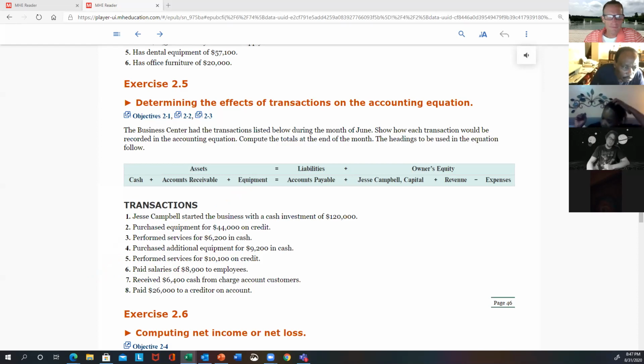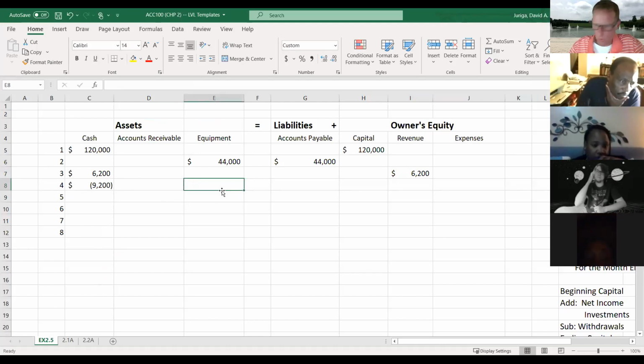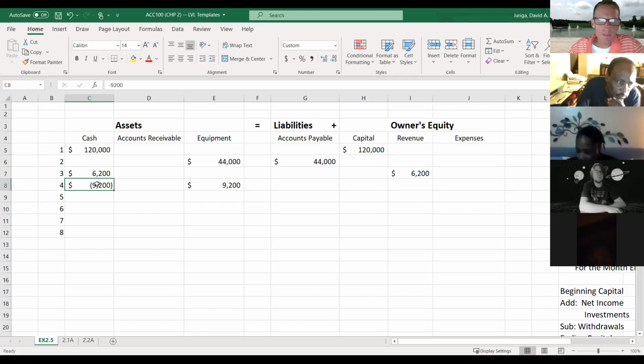I'll do the same. So on cash, I'll put a minus 9,200. Now on mine, it shows up as a bracket. If you see brackets in front of it, it's just the formatting, that means negative. And then equipment, I'll put 9,200. So if you see brackets around it, that means minus. Okay. All right, number 5.